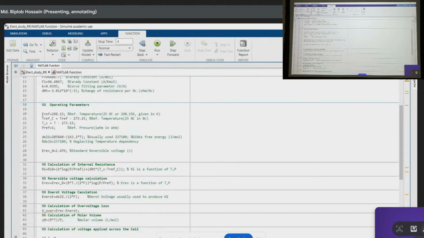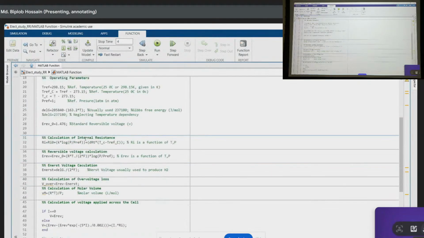This is the reference temperature and pressures. All things are operating parameters. It is my developed model. So here we can see how we can calculate internal resistance. Can you see like that? You are just writing the equation. In MATLAB, solving is very simple. You are just giving the input and whatever equation you are just writing.